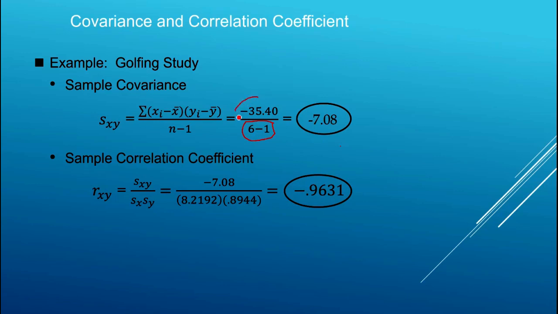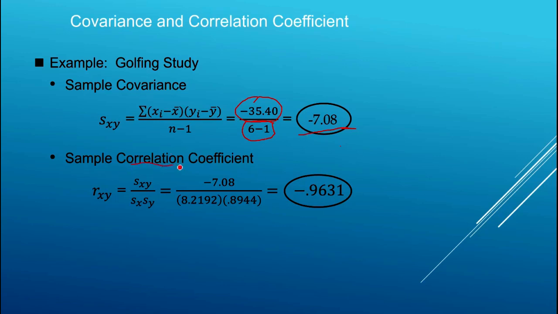Regardless, we take our minus 35.4, and we divide by 5, and we get our sample covariance of minus 7.08. The negative sign seems to suggest that if we have a longer driving distance, we're going to lower our score or improve our score on the golf course.